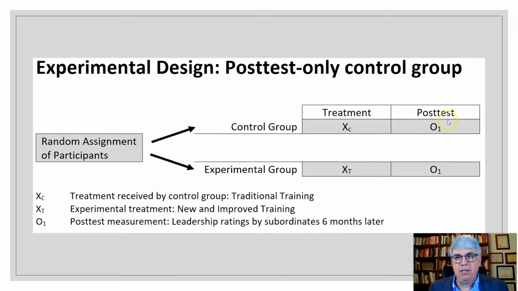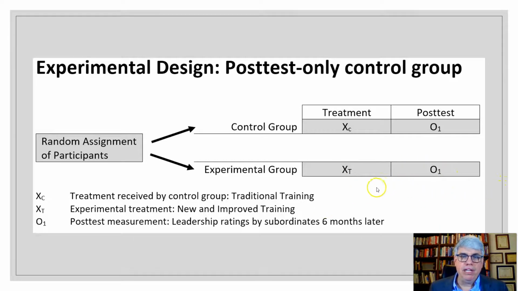So the subordinates would be surveyed 6 months after to evaluate the supervisors that went through the control group training, the traditional training, and also the subordinates of the 50 who went through the new and improved training would be surveyed too. And what we would do is we would get an average value for the post-test of the control group and the average value of the post-test for the experimental group. We would do a t-test to see if they're significantly different. And if they are, we can say that one training was better than the other.